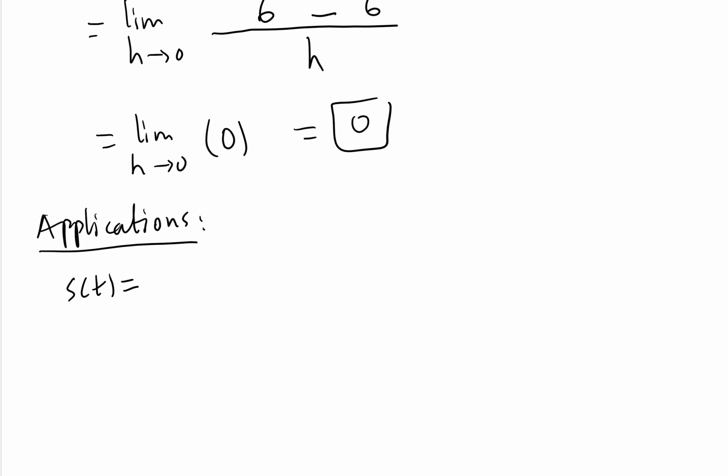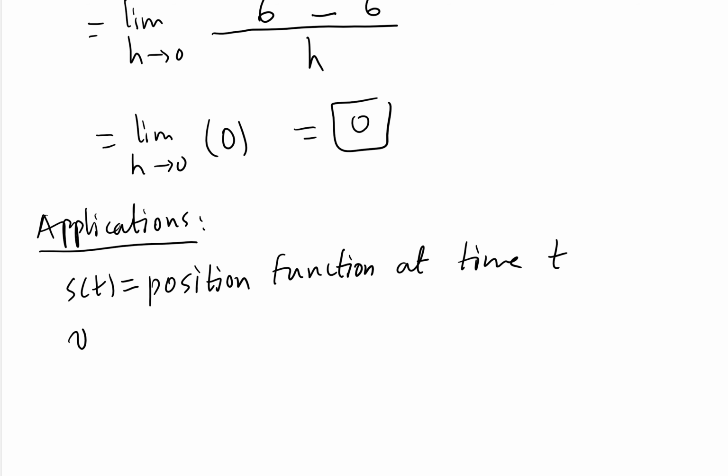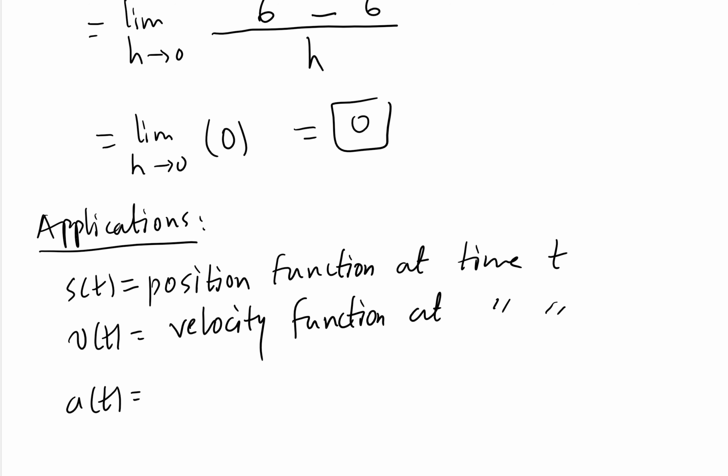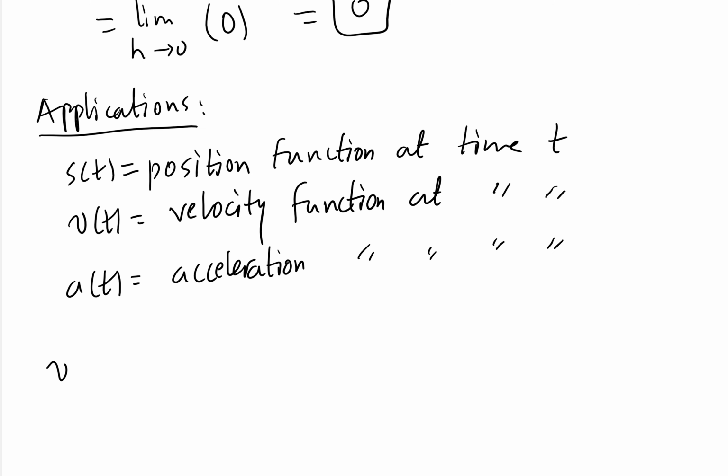We introduce s of t to represent the position function at time t. That's what this represents. v of t is the velocity function at time t. a of t is the acceleration function at time t. What's the relation between them?